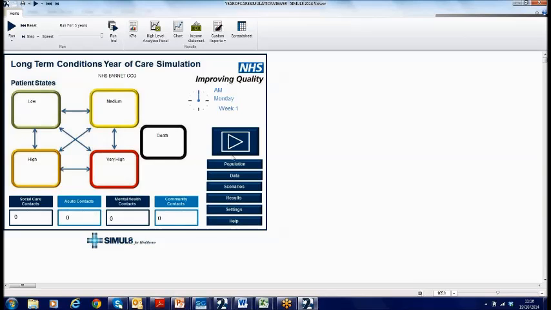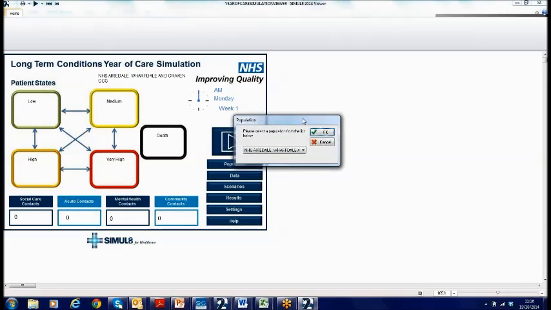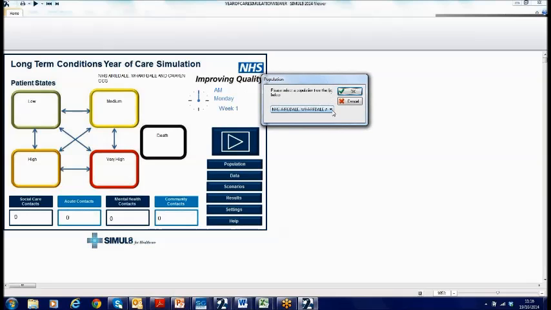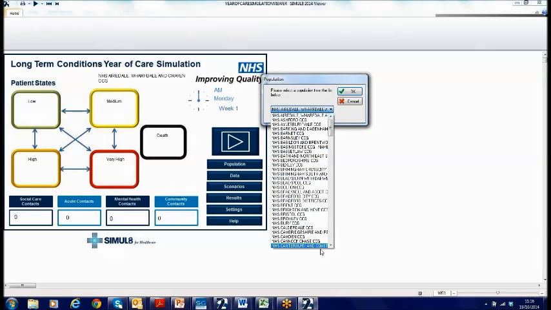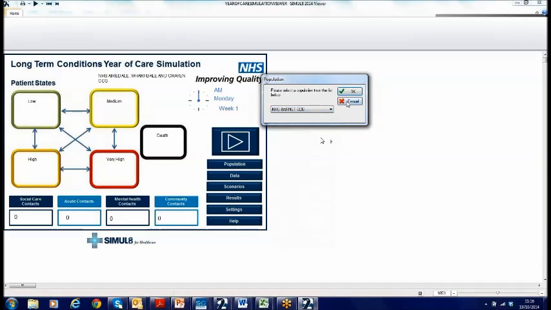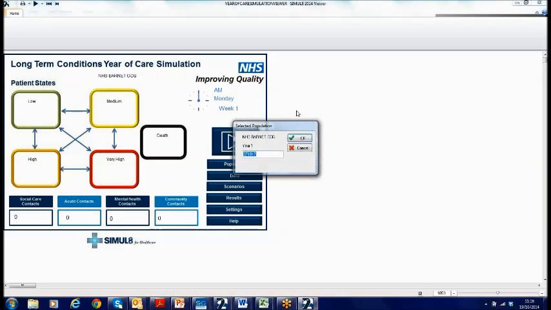On the right-hand side, down at the bottom here, you have a number of different settings, and that's what you're going to use to set up the simulation, to run it, and to view the results. So let's start with the population. I'm going to click on this button here, and you can select your own population from this list. So I'm going to randomly choose Barnet, and I'll click OK.